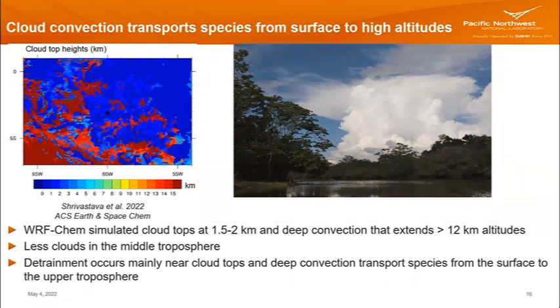There are much fewer clouds in the middle troposphere, and then consistently, when you look at AMS organic aerosol measurements, you see two peaks, one near the surface and one in the upper troposphere, at 10 to 12 kilometer altitudes.